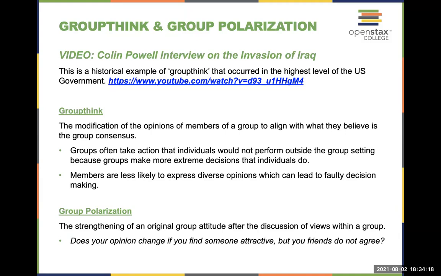The other thing to think about here is that groups often take actions that individuals would not normally perform outside of the group setting. There's something that happens with a group of people. They described it in the video as the momentum of the group when we were looking at the Asch effect, right? Once the momentum of the group gets started, conformity became paramount. It's the same thing with groupthink and some of the actions that might happen in a group situation.